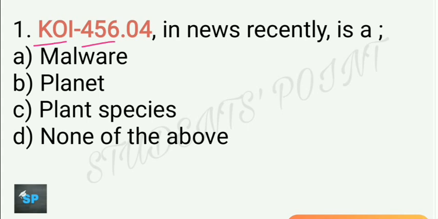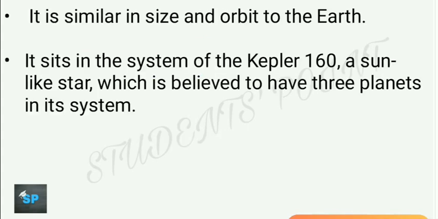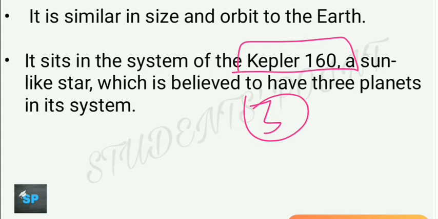KOI 456.04, in news recently, is a planet. It is a planet which was in news and it is similar in size and orbit to the Earth. It sits in the system of Kepler 160, which is a sun-like star. And this star system, Kepler 160, is believed to have 3 planets in its system.